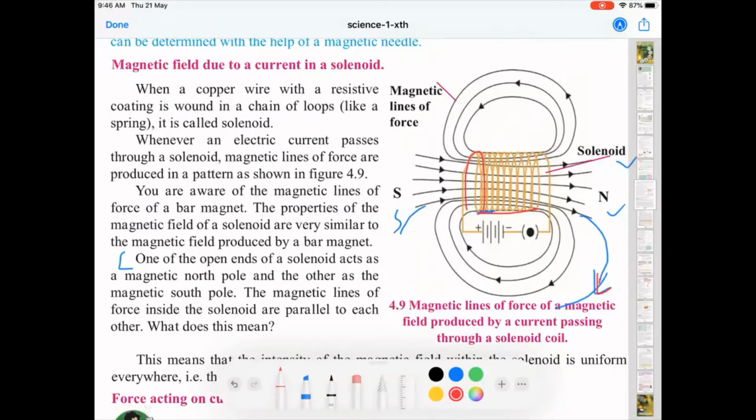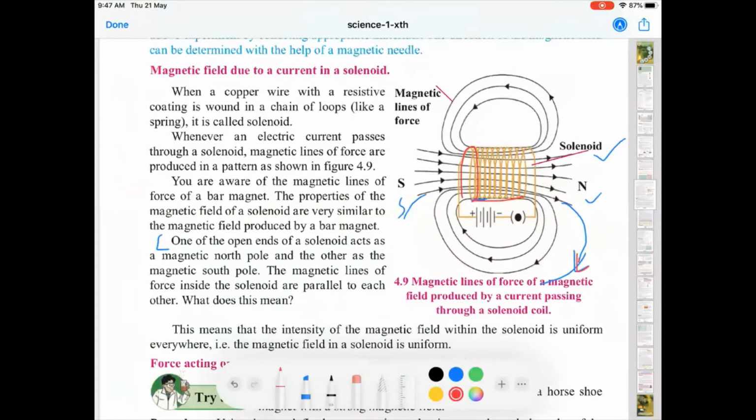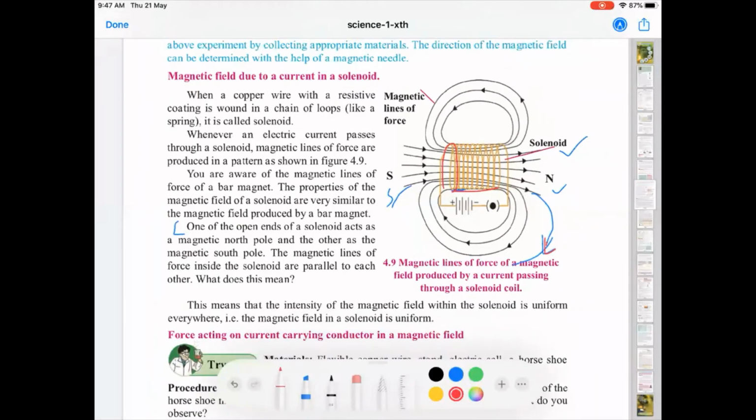So the solenoid is not that difficult a topic. It is just a copper wire with a resistive coating. This resistive coating prevents the direct contact of the wire with each other, and it is in the form of loops. One end of the solenoid acts as a magnetic north pole, and the other end acts as a magnetic south pole. The magnetic lines of force produced are very similar to those produced in the case of a bar magnet. So a solenoid behaves like a bar magnet.